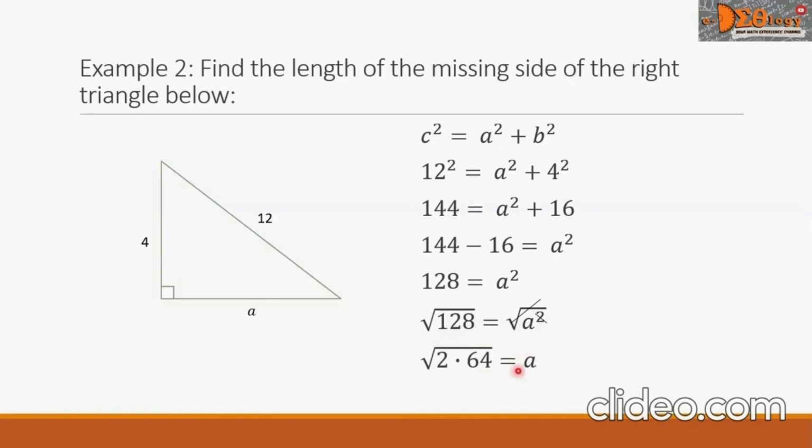Just to put this a on the left side, we can interchange this right hand and left hand side. So a is now on the left. This is equal to, the simplified square root of 64 is now 8 times the square root of 2. Only that 2 remains as radicand. So this a, 8 square root of 2, is the required side. This is our final answer.